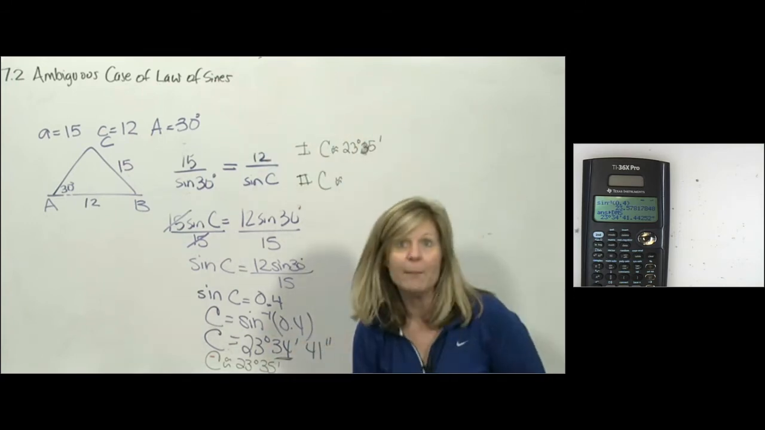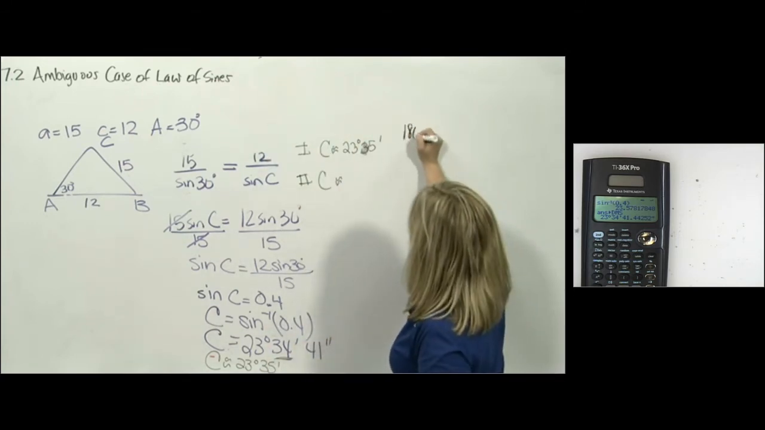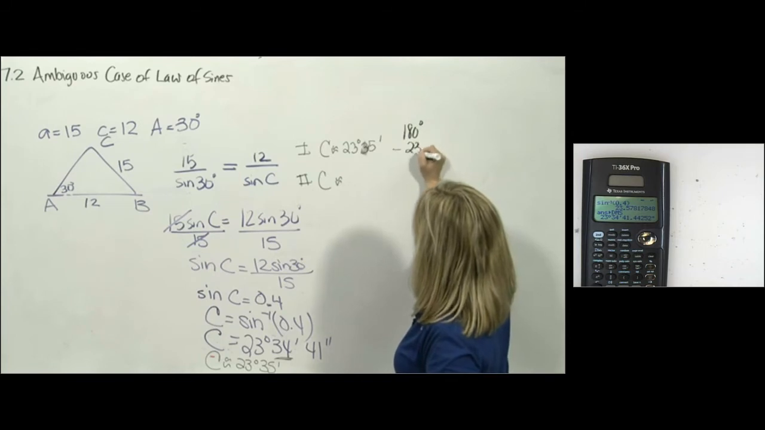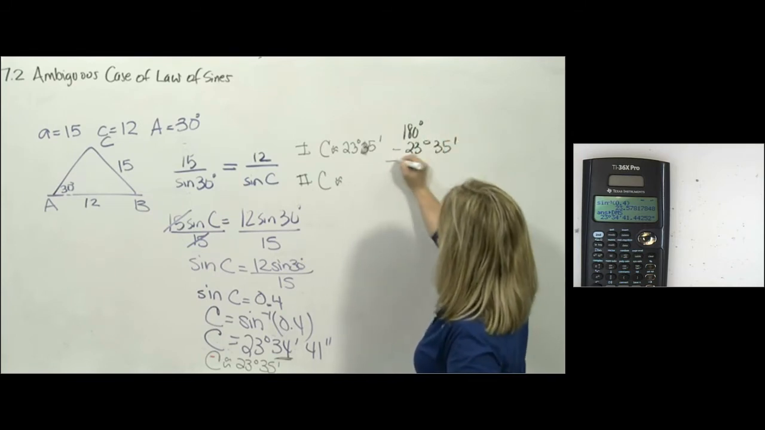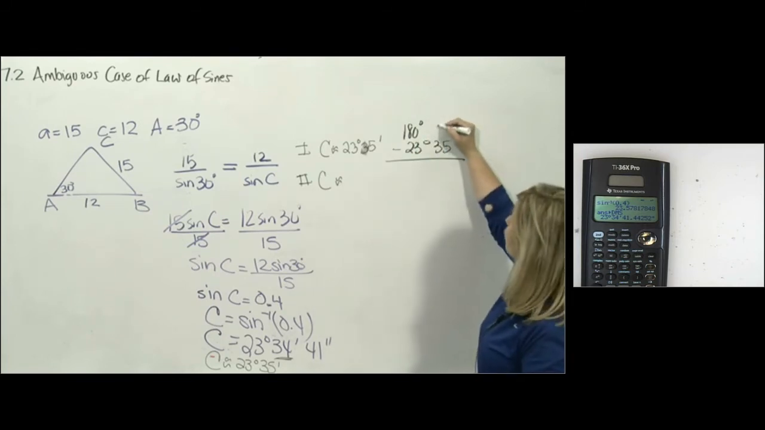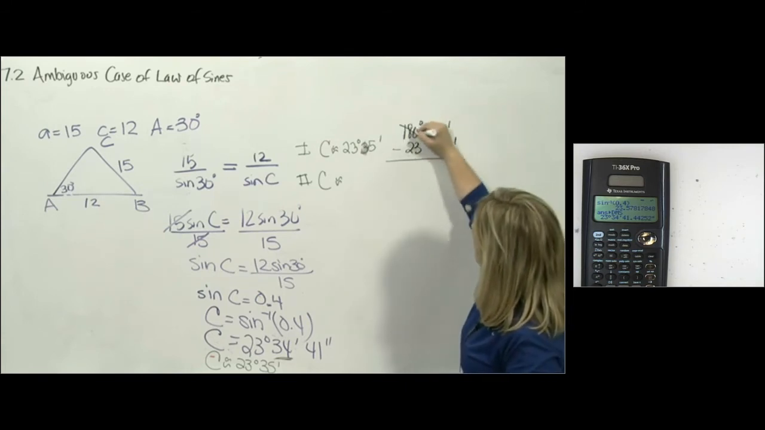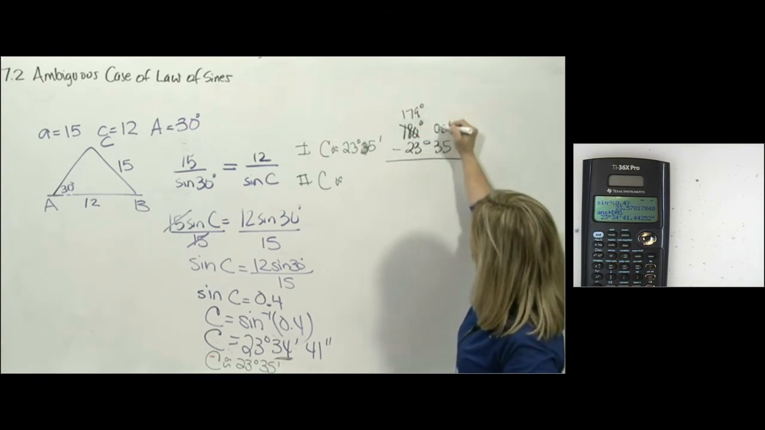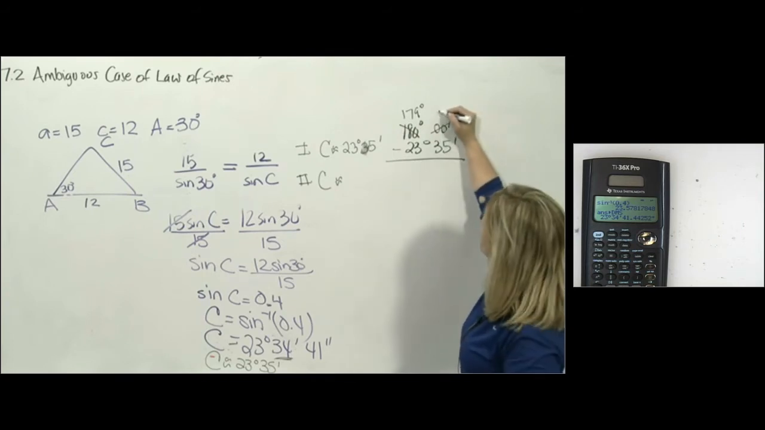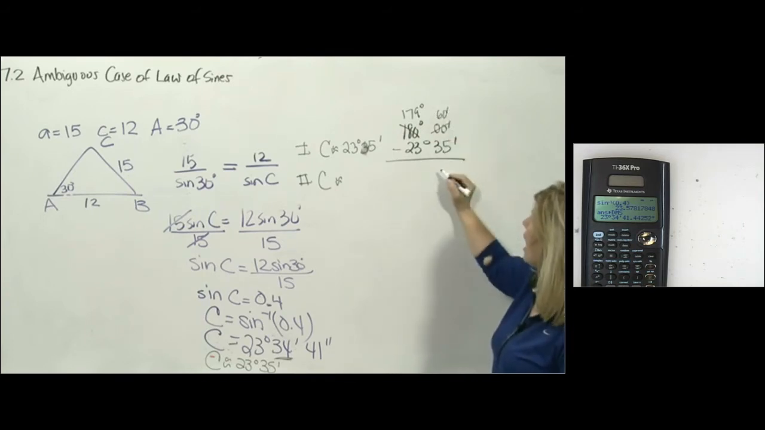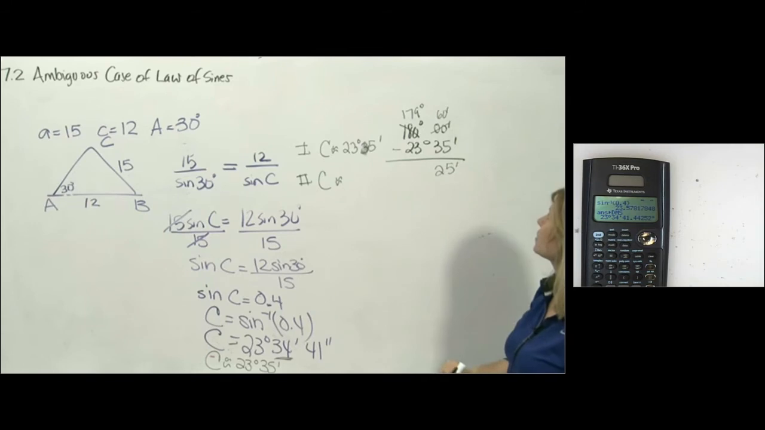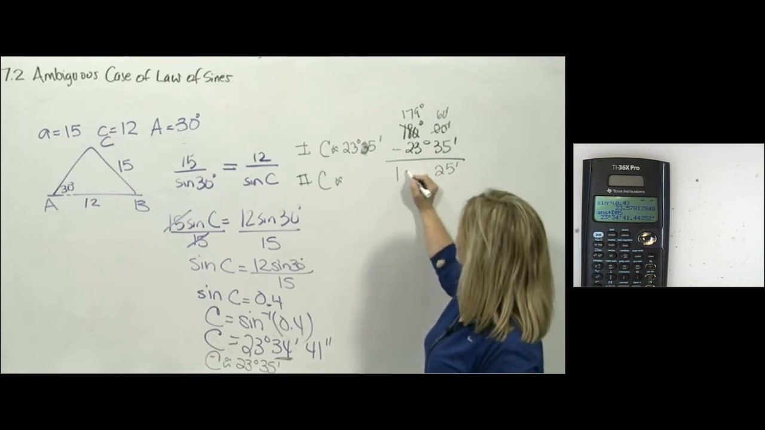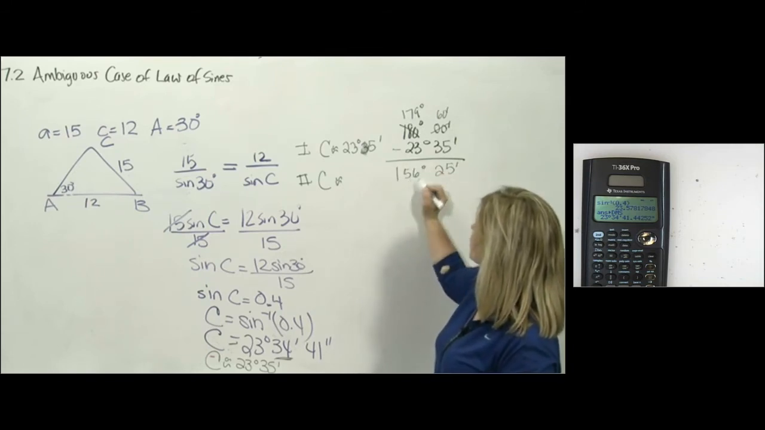So let's go way back to the beginning of this course. 180 degrees minus 23 degrees, 35 minutes. I have no minutes, so I put my placeholders. I'm going to borrow. That becomes 179 degrees. When I borrow a degree, it makes 60 minutes. I subtract, I get 25 minutes. I subtract, I get 156 degrees.